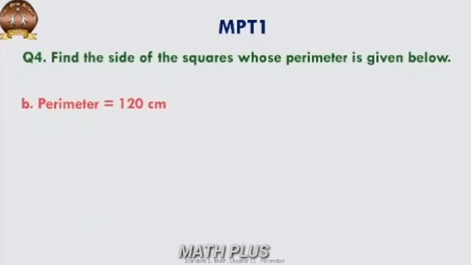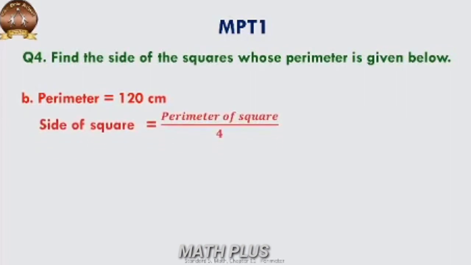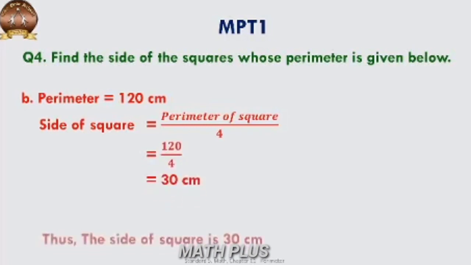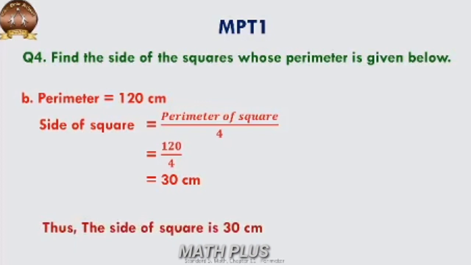Another similar question where the perimeter is 120 centimeter. So how do we find the side of the square? Perimeter divided by 4. So 120 divided by 4, we get 30 centimeters. So thus we write the side of the square is 30 centimeter.